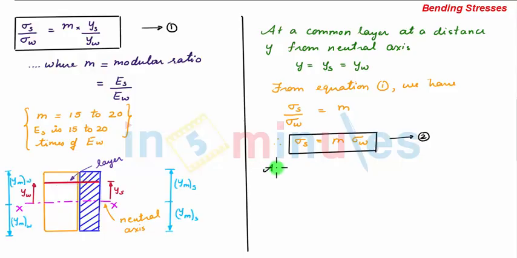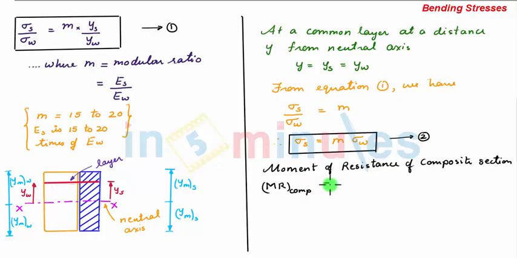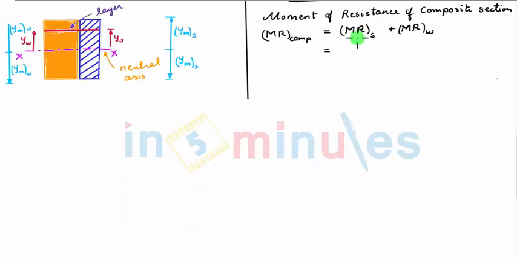So now the moment of resistance of composite section is given as MR composite is equal to moment of resistance of steel plus moment of resistance of wood. The moment of resistance of steel is given as sigma max of steel upon y max of steel into Ixx of steel, plus moment of resistance of wood section is given as sigma max of wood upon y max of wood into Ixx of wood section. Let this equation be equation 3.